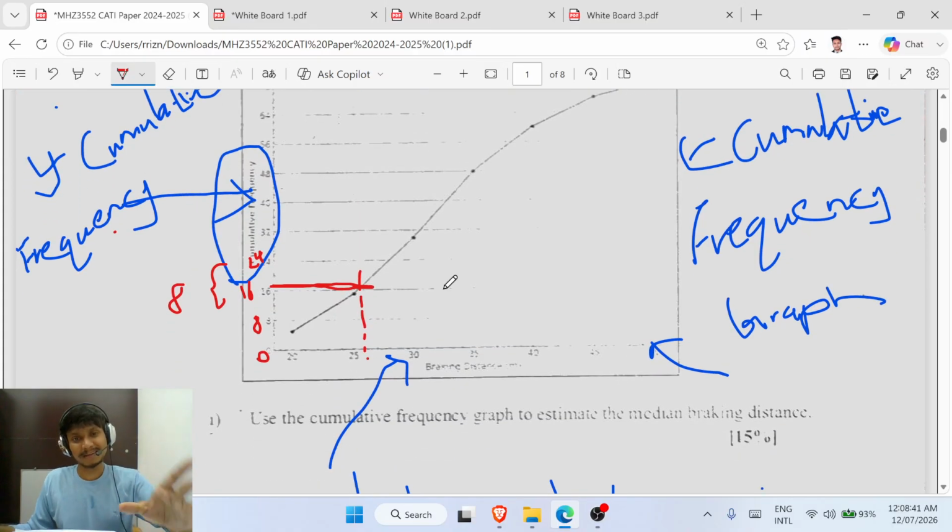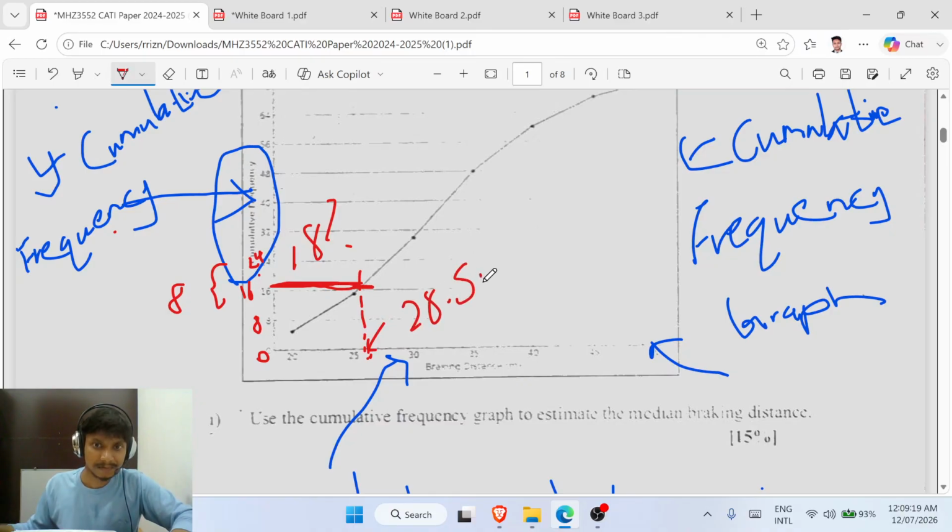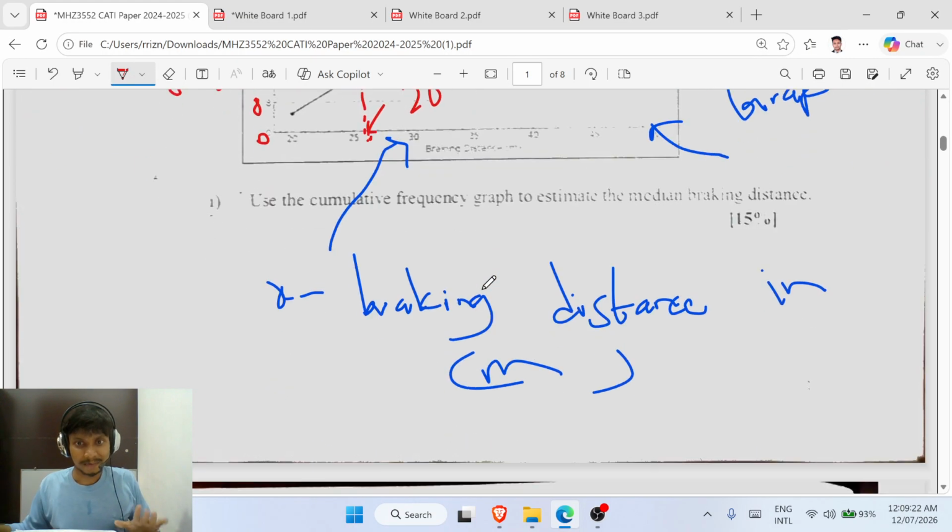If you look in the PDF, the PDF is not clear. In your exam, please guess where the 18 is. Please draw a horizontal line with your pencil till the graph. Find the value here. What is the kilometer? If you find, it will be 28.5 meter. So this is the example.